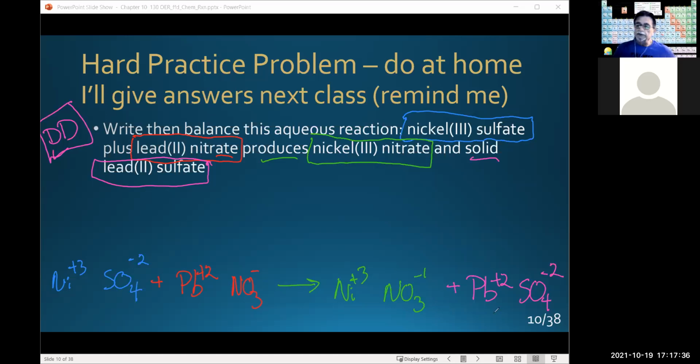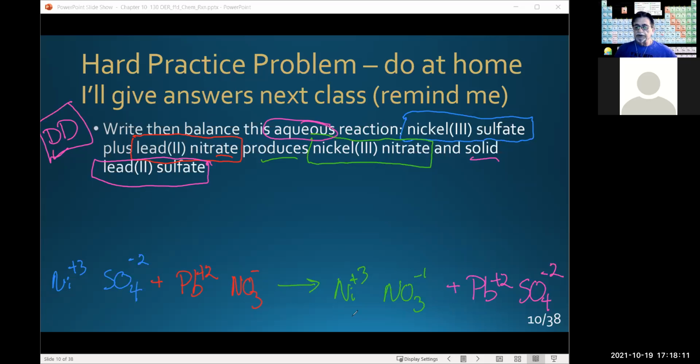If we look at the products and look up the solubility, you will find that lead sulfate is insoluble. And that's why it's given to you as a solid up here. If you look up nickel nitrate, you'll see the nitrates are in the left column of the solubility table. Anything bonded to nitrates is soluble. So that is aqueous. And also, we're in an aqueous condition.